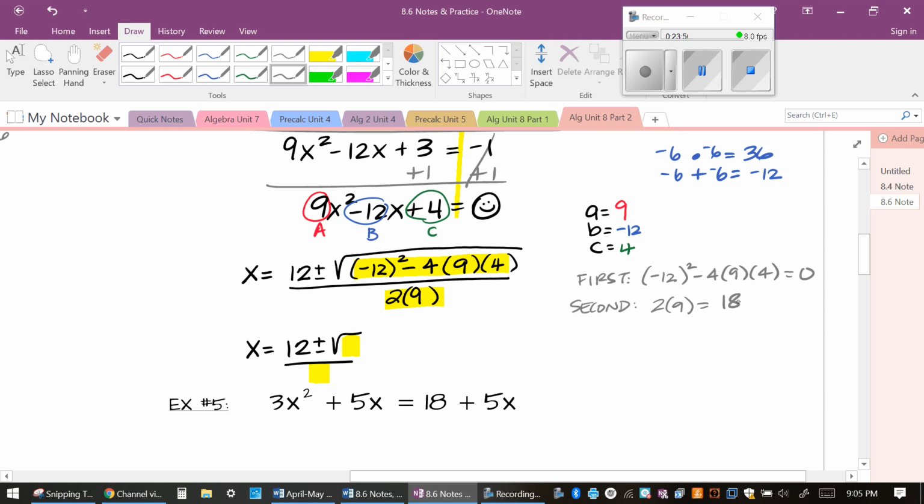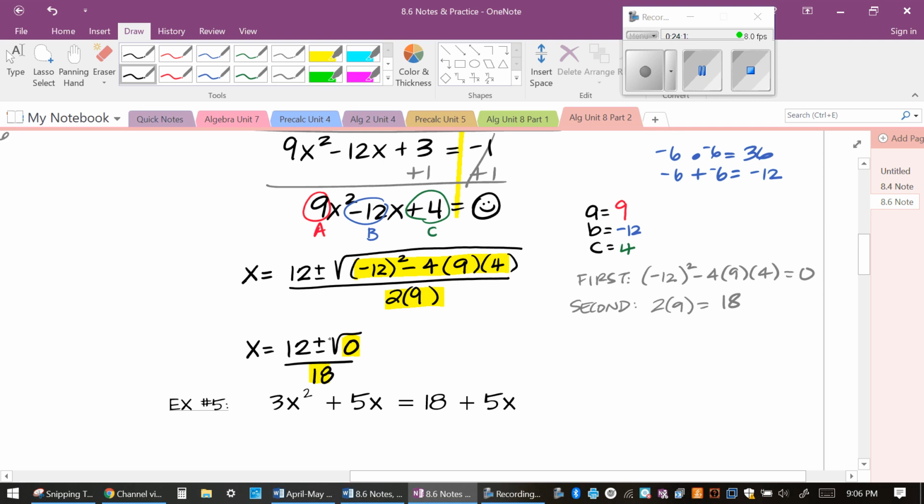You should have gotten 0 and 18. Now, when you square root 0, what does that mean? That means that you only have one answer. That is a review of lesson 8.5 when we were solving using SADMAP. 0 is the only number that there isn't a plus and a minus of.